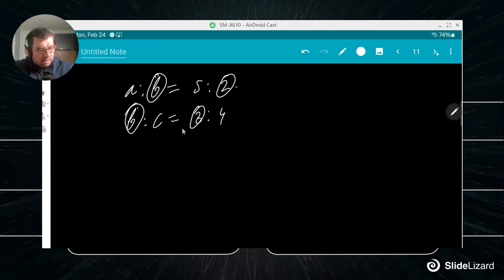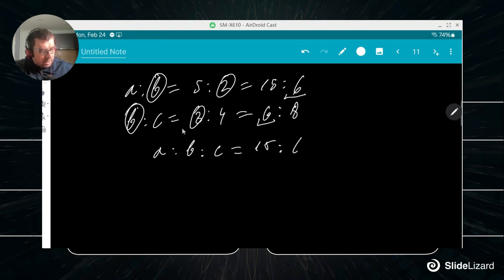So the first one I'll expand by 3, I'll get 15 to 6, and the second one I'll expand by 2, I'll get 6 to 8. So now I see that the b corresponds to the same number, so a to b to c is 15 to 6 to 8. Now obviously the biggest number here is a, because it corresponds to the bigger number in the proportion.